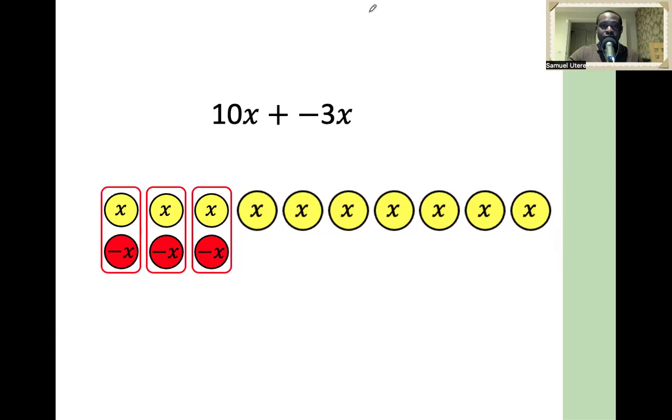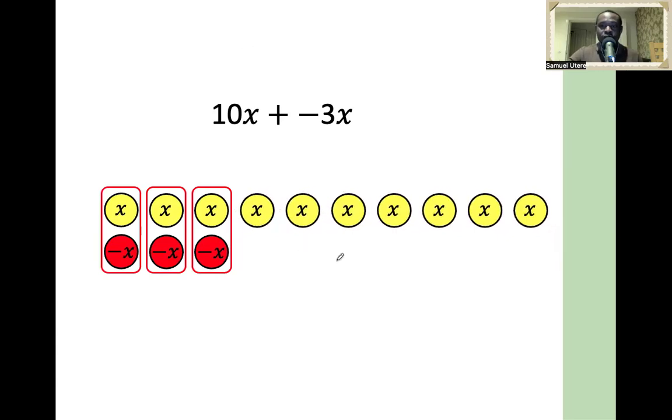So our answer, these are 0 pairs, we're left with 7 x's, so our answer would just be 7x. Well, you could think about it the way I showed you. So positive, negative next to each other is negative. The resulting sign is negative. So it's like saying 10x minus 3x, which is 7x.